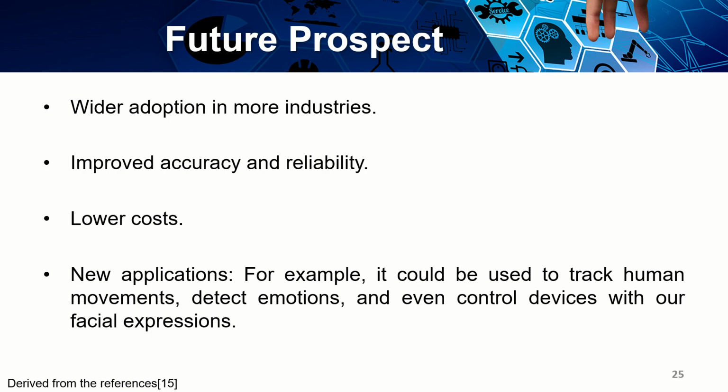These are the future prospects: adoption in more industries, improved accuracy and reliability, lower cost, and new applications. For example, it could be used to track human movements, detect emotions, and even control devices with facial expressions. These technologies will be more widely used in large-scale industries, and by lowering the cost of the technology, it can be more useful to small scale industries also.